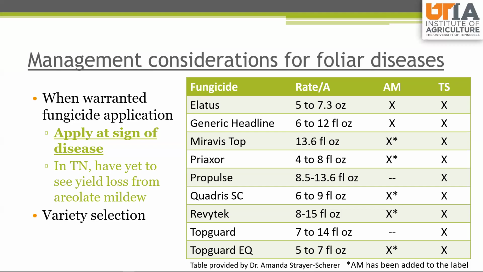So again, we've not seen yield loss due to areolet mildew in Tennessee. But if you have identified target spot or areolet mildew, you're at a growth stage where it could impact yield with the amount of defoliation that it could cause. We do have fungicides on the market that are labeled, some for both areolet mildew here in the table as AM and target spot as TS, and some that might only be labeled just for target spot.